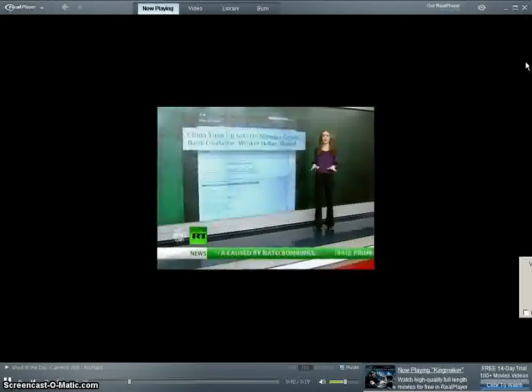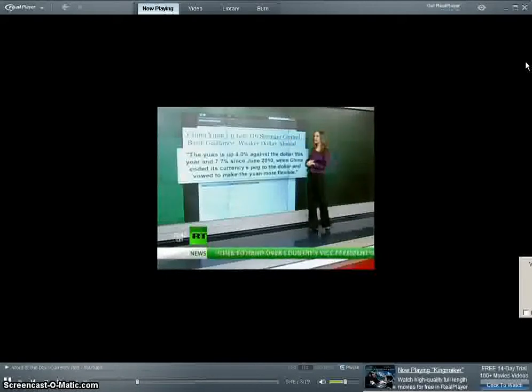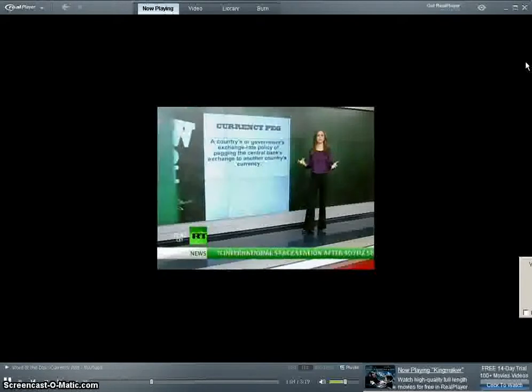So in this article about China's currency, the yuan, being up late on a stronger central bank guidance that was received and a weaker dollar abroad, the Wall Street Journal writes the yuan is up 4% against the dollar this year and 7.7% since June of 2010, when China ended its currency peg to the dollar and vowed to make the yuan more flexible. So there you see it, but what exactly is a currency peg?